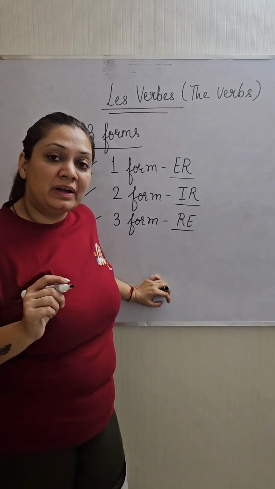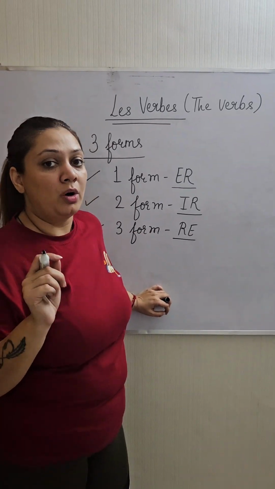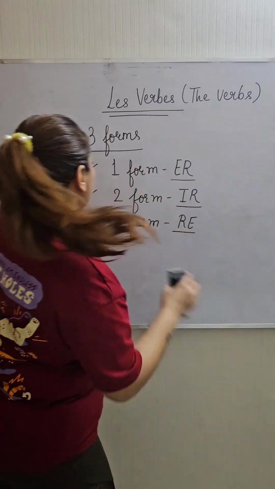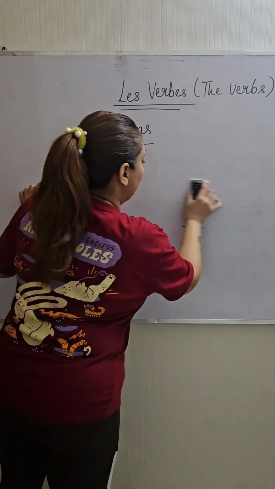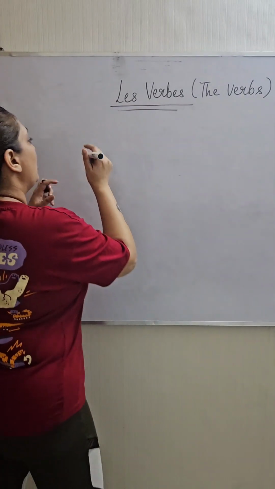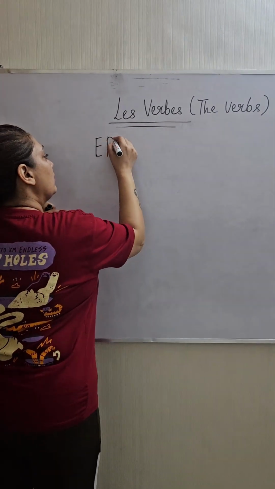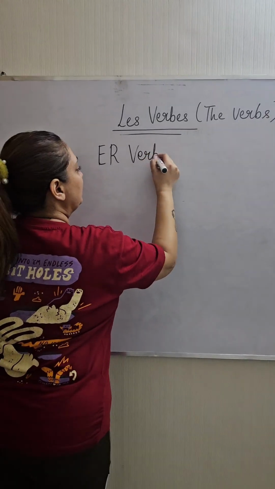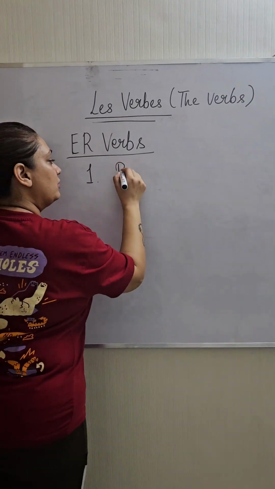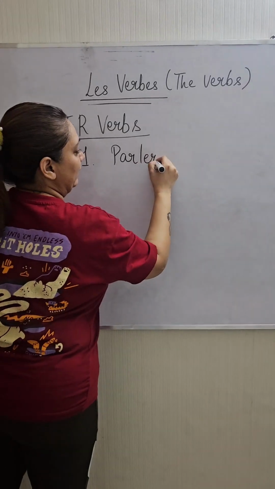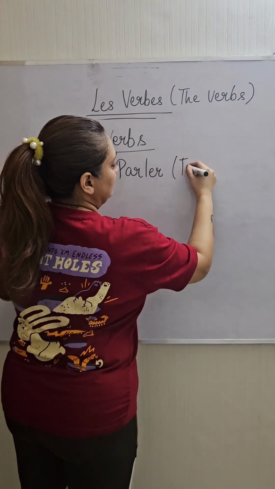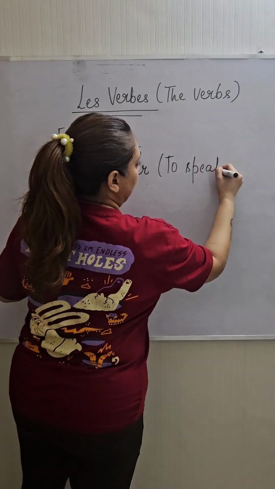So today we'll do one thing. We'll pick up the first form, that is ER verbs. Let us pick only the first form, that is ER. So now we'll do ER verbs. Now the first example for an ER verb I'm taking is parler. This is parler and the meaning is to speak.